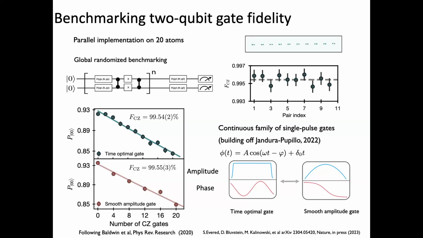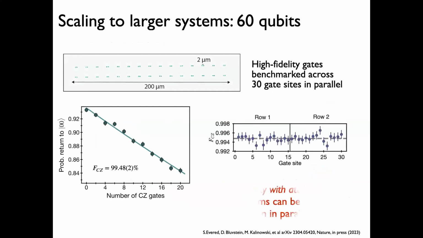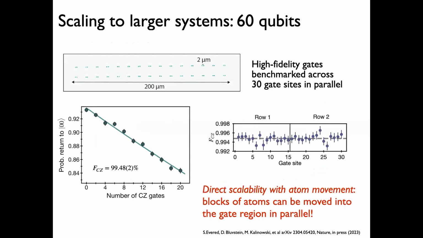And of course, one can now immediately increase the system size. In this case, 60 qubits. Note that all of these gates are done in parallel, and then, again, all of these pairs have very high fidelity. And so with this atom movement, of course, one can directly scale it to a much larger system.